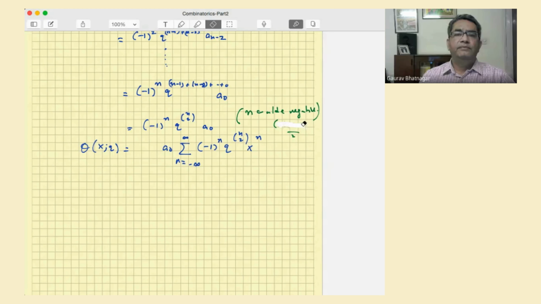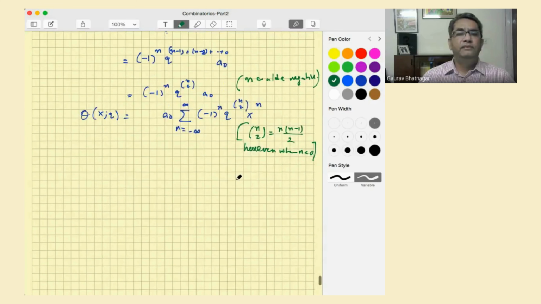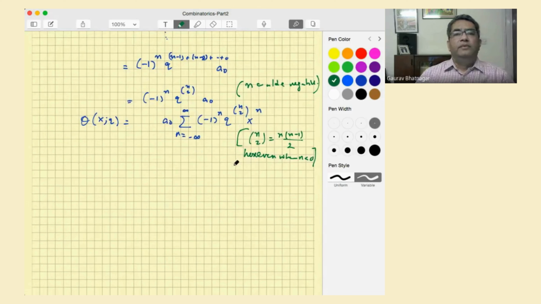Okay, but you'll still get this. So I should just say that n choose 2 is equal to n into n minus 1 over 2 here, even when n is less than 0. Okay. All right.